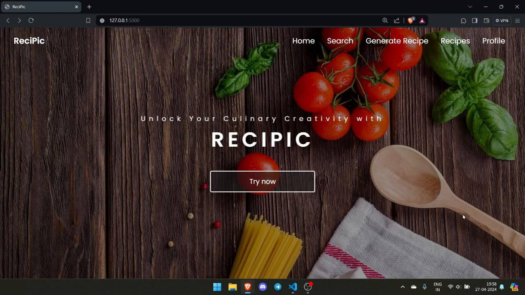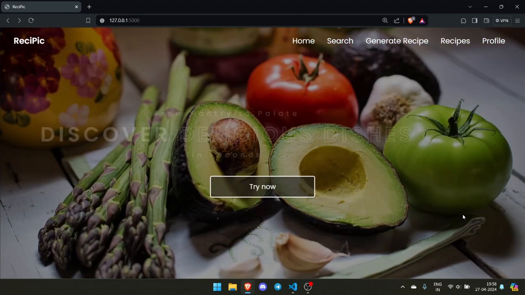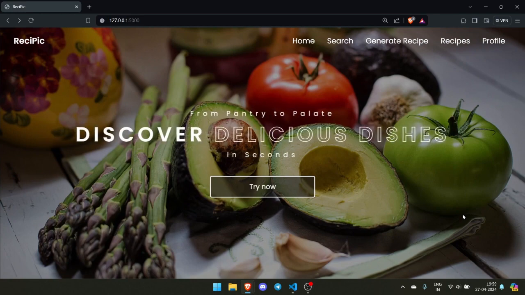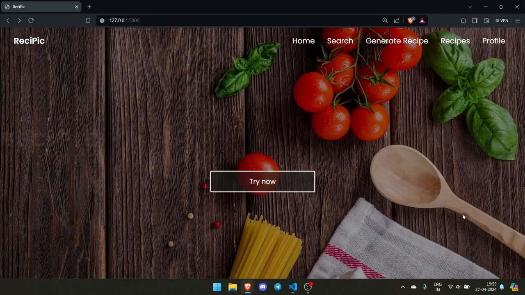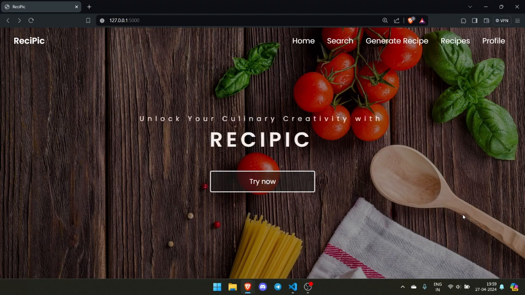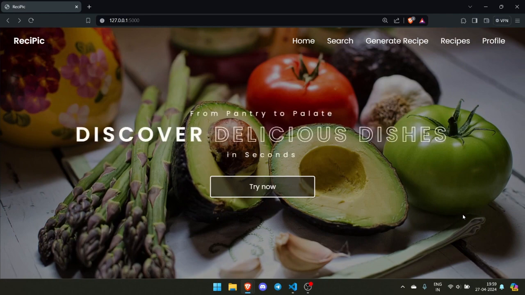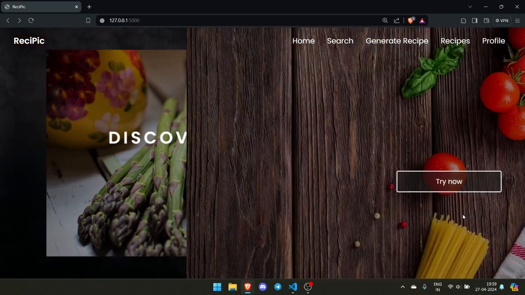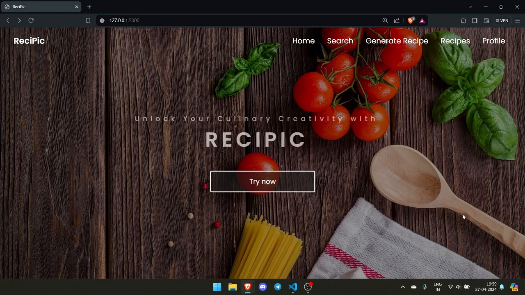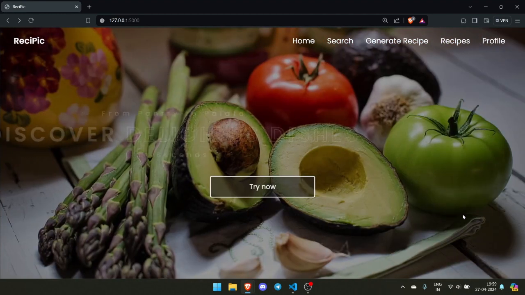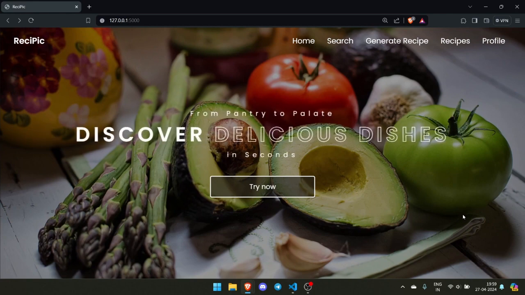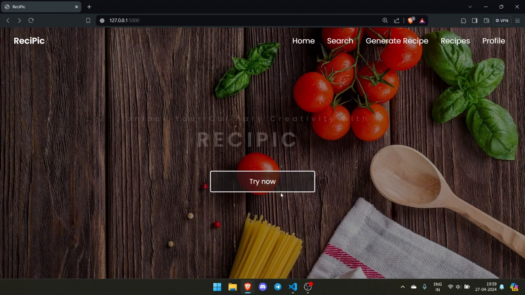Now, what if you had a website that could tell you what to make just from a picture of the ingredients that you have? Well, look nowhere else. Recipic makes that possible. Just gather all the ingredients that you have, put them on a table, take a picture, and boom, you get a recipe specifically tailored for your ingredients. Enough talking, let's get into this project.